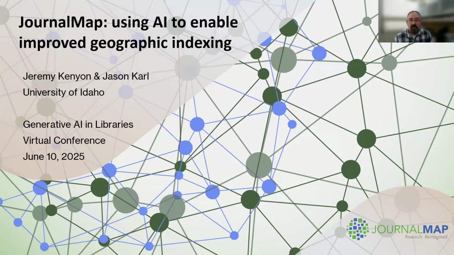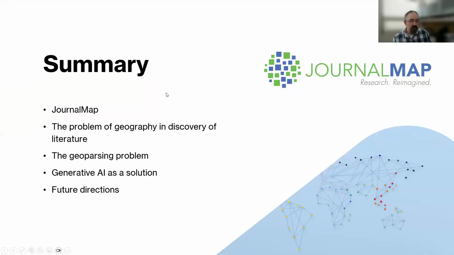So thank you for having me. My name is Jeremy Kenyon. I'm a research librarian at the University of Idaho. My colleague, Jason Carl, couldn't be with us today, but we're here to talk a little bit about a project that we've been working on called JournalMap. JournalMap was an IMLS funded project until 2026. So unfortunately, it is not a funded project any longer, but we'll keep going. And I'll talk to you a little bit about some of the ways that we're looking at using AI in our project.